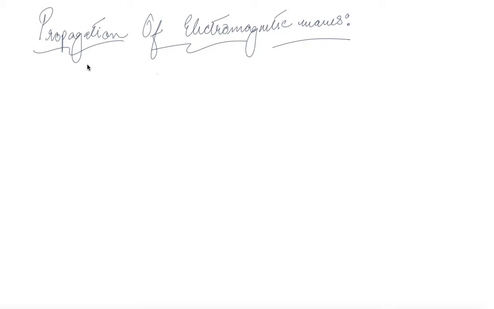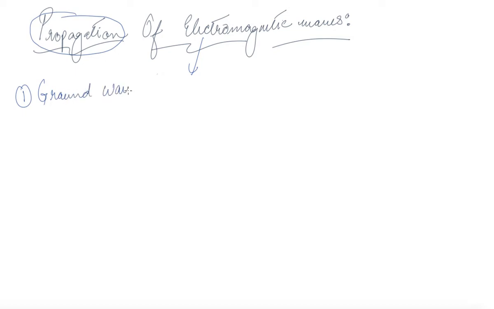So in this video we will be talking about propagation of electromagnetic waves. There are different waves depending upon the frequency or the wavelength of the waves. They can be propagated differently. So let's start with ground wave propagation, that is ground wave. This is my first one, that is ground wave.